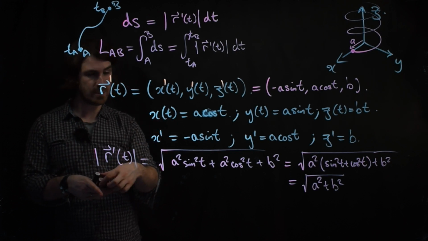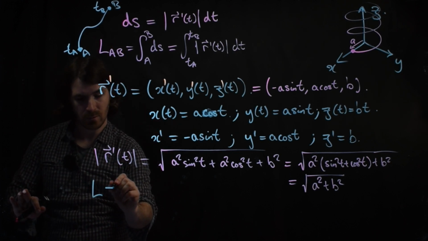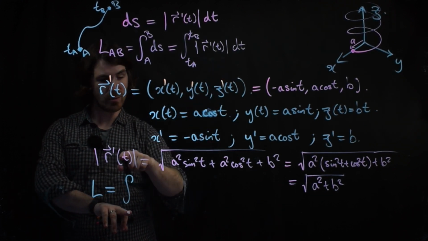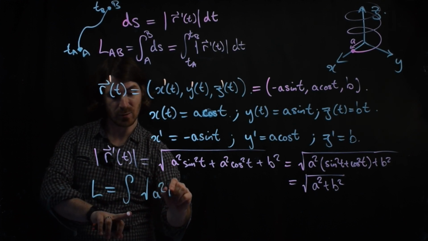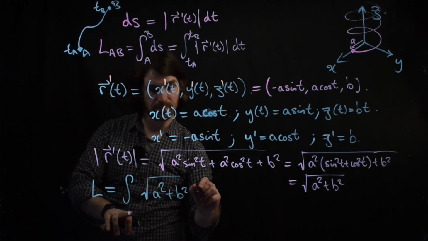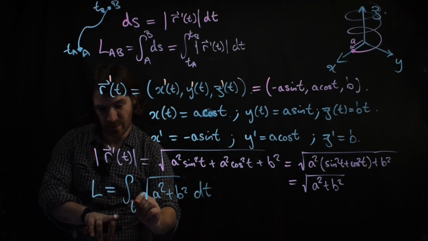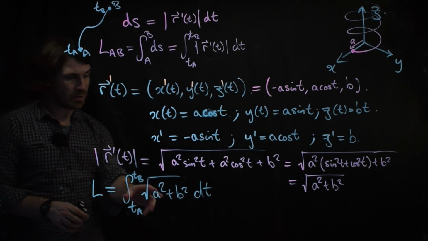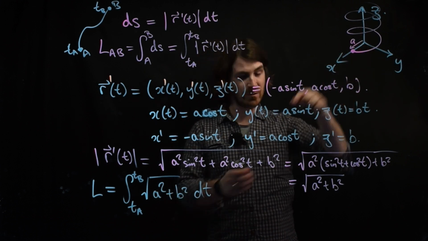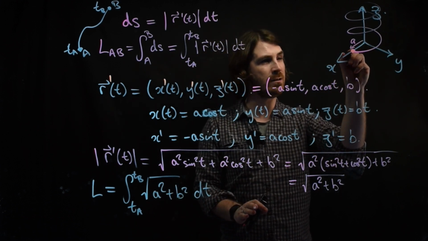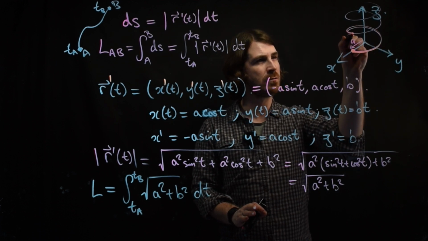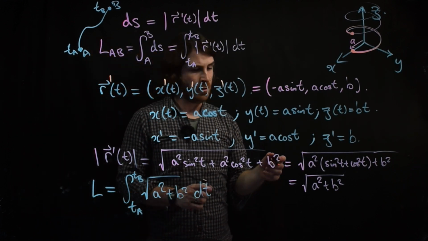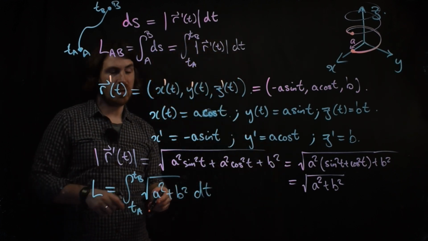So for this helix, the length is given by the integral of the magnitude of r prime of t, which we've just calculated to be the square root of a squared plus b squared, dt, between two limits which we need to think about, ta and tb. The question is, what's the length of one turn of this helix? If we start here and go one turn around, what is the length of that curve? So we need to think about what ta and tb are.